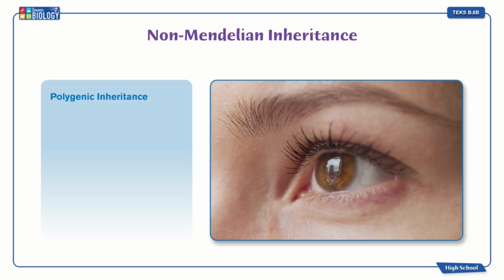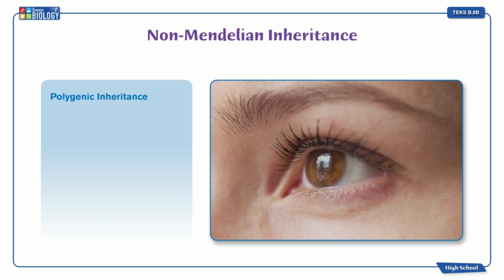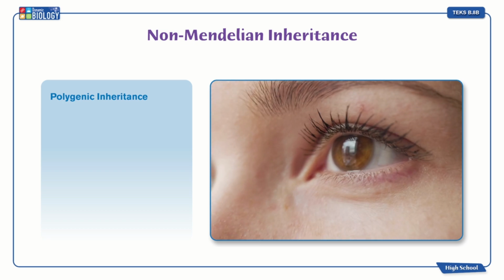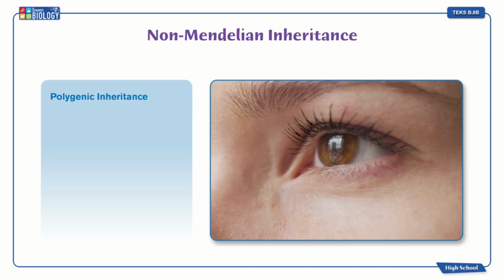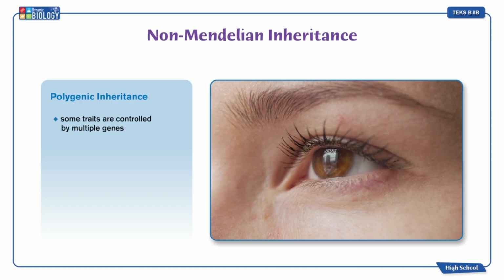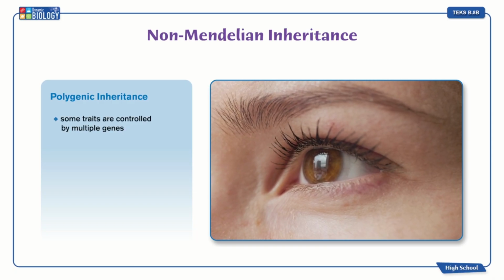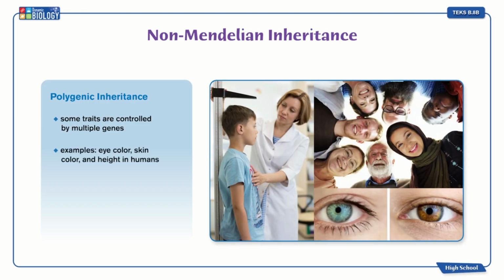A fourth example of non-Mendelian inheritance is polygenic inheritance. Remember that in a Mendelian trait, a single gene controls the trait, but some traits are controlled by multiple genes. They are polygenic traits. In humans, eye color, skin color, and height are examples of polygenic traits.